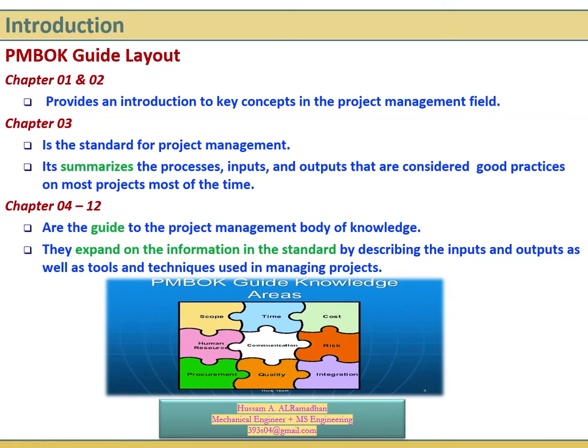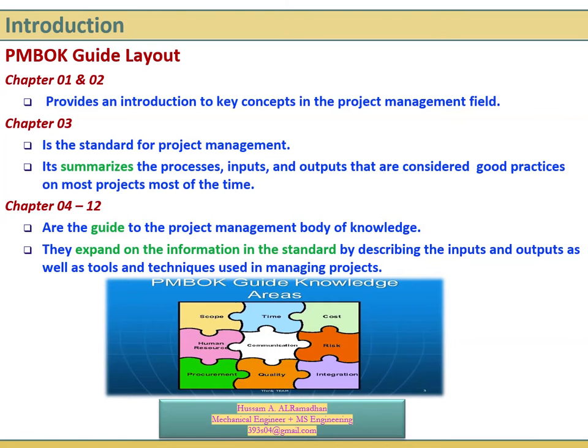The PMP Book Guide contains 12 chapters. Chapters 1 and 2 provide an introduction to key concepts in the project management field. Chapter 3 is the standard for project management. It summarizes the process inputs and outputs that are considered as good practice on most projects and most of the time.